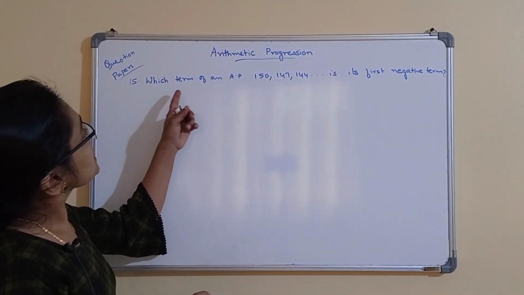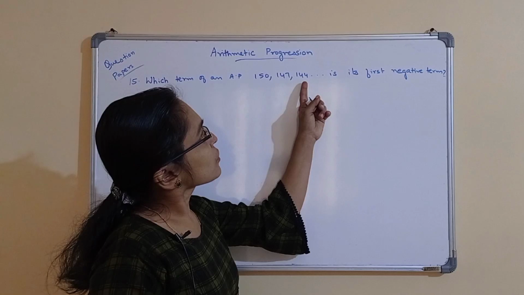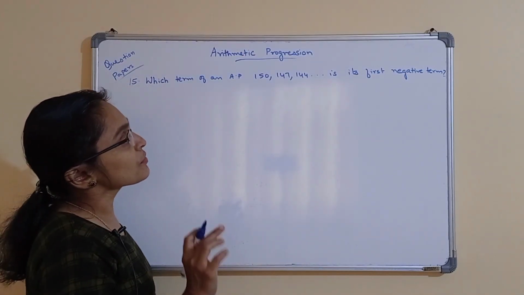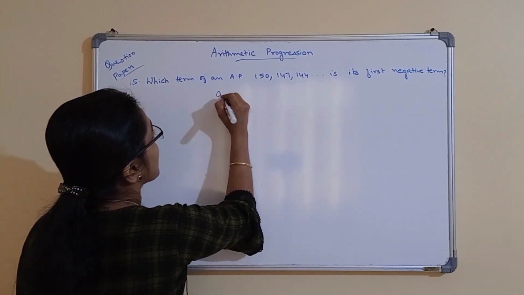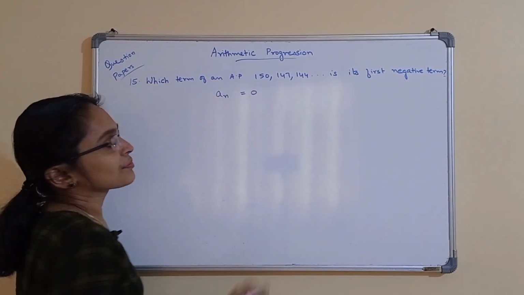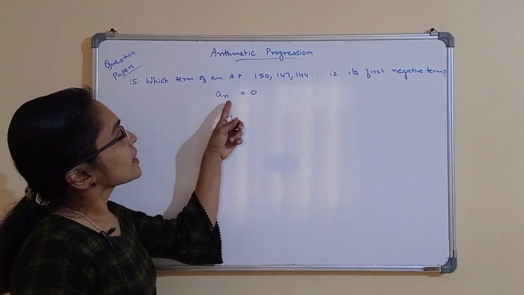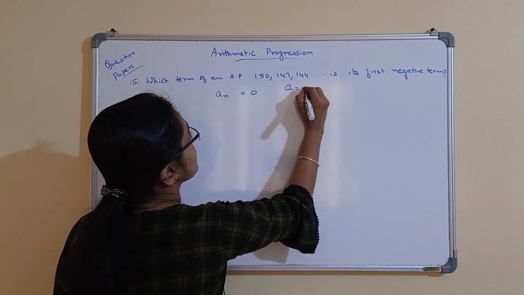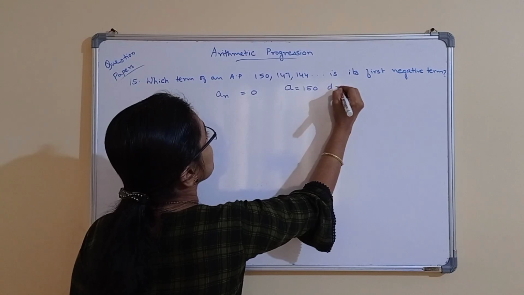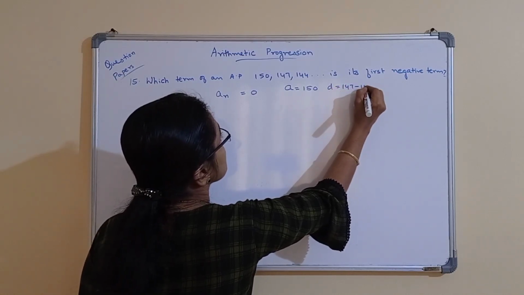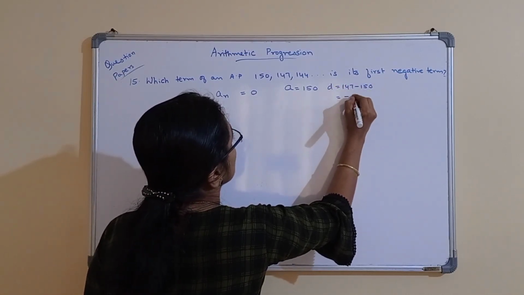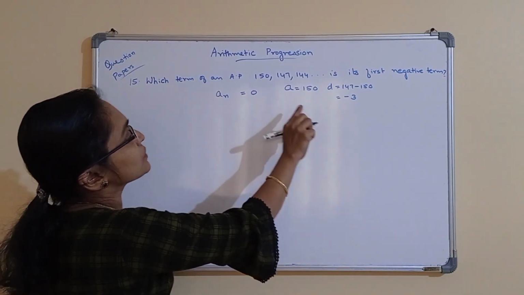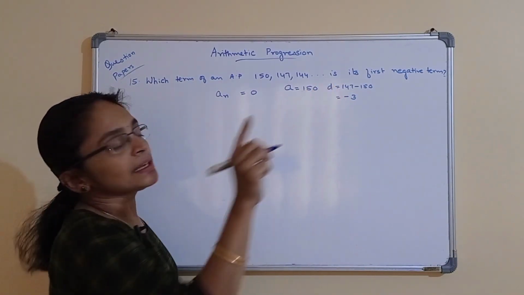Next one, which term of an AP 150, 147, 144, etc. is its first negative term? So, we can take an as 0. So, an equal to 0, that is here a equal to 150 and d equal to 147 minus 150, which is equal to minus 3. Okay. Now, a equal to 150 and d equal to minus 3.